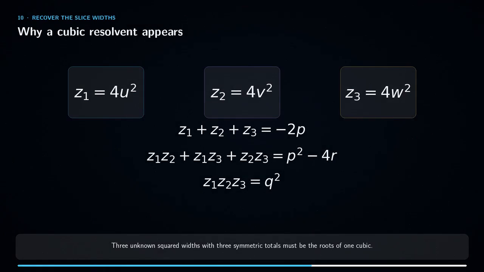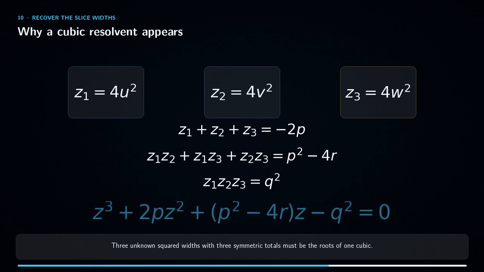Scale the squared slice widths: z1 equals 4u squared, z2 equals 4v squared, and z3 equals 4w squared. Their sum is minus 2p. Their pairwise product sum is p squared minus 4r. Their product is q squared. Therefore, by Vieta's relations, these three quantities are exactly the roots of the displayed cubic. So the geometric system is recovered by solving one cubic, followed only by square roots, never a quartic or sextic.